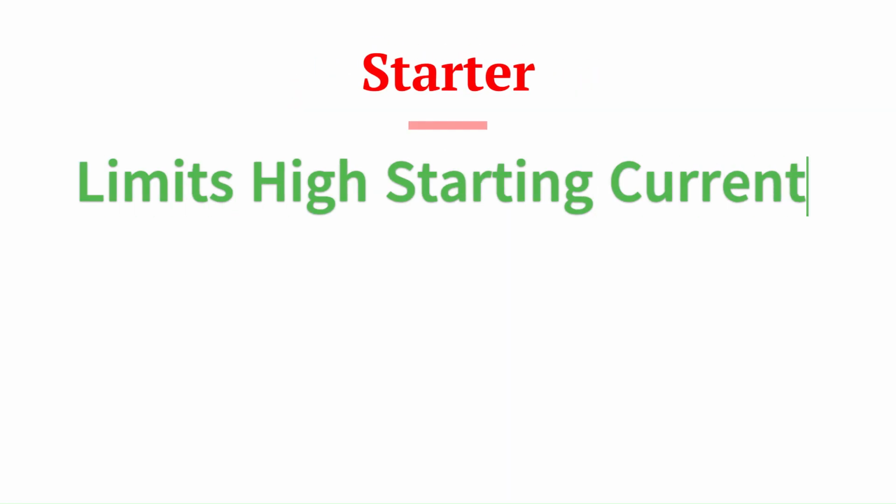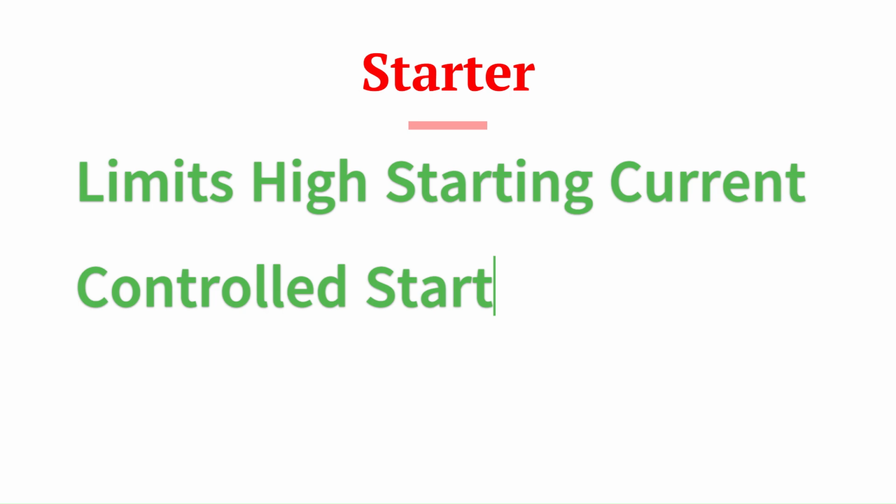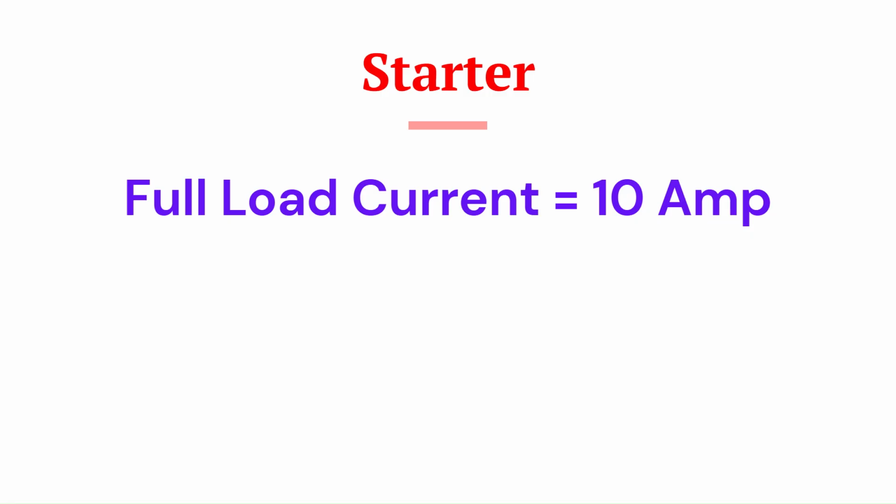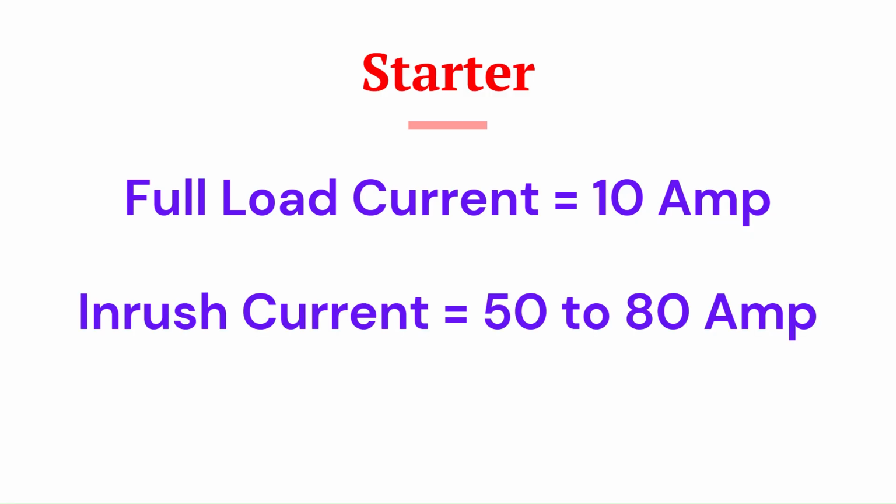A starter is an electrical device that limits the high starting current drawn by an induction motor. It provides a controlled start and also offers protection against overloads and undervoltage. It works by reducing the inrush current, which can be 5 to 8 times the full load rated current. For example, if the full load rated current of the motor is 10 ampere, then the inrush current can be up to 50 to 80 amperes. Such large current is very harmful for an induction motor. Therefore, starters are used to limit this current.